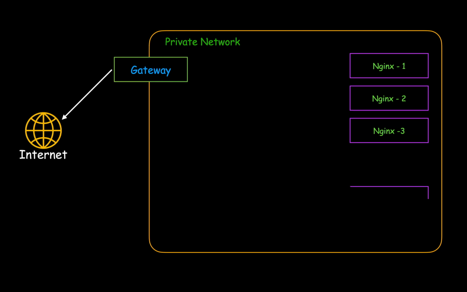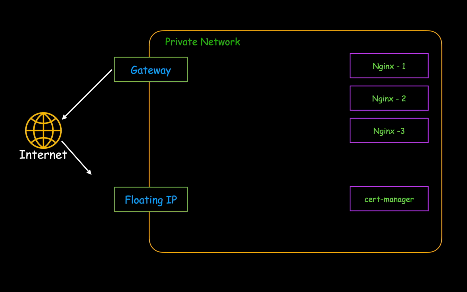Next, we will create another private instance called Cert Manager. We will connect a floating IP to this instance. This allows us to access the instance using SSH from the internet. Then we will install Certbot and OpenStack client on this instance. These tools help us to obtain and install the certificates onto the load balancer.